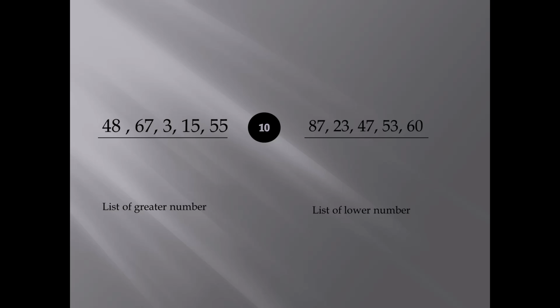If the numbers are greater than the pivot, they will be stored in the list of greater numbers, and if the numbers are less than the pivot, they will be stored in the list of lower numbers. For example, 3 is less than 10, so it will go to the list of lower numbers. After that, 15 is greater than 10, so it will go to the list of greater numbers, and 23 will also go to the list of greater numbers.